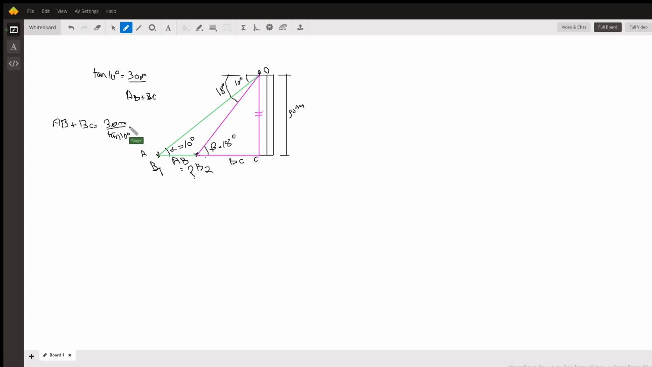Going to our calculator, we find 30 over tangent 10 is 170.13. I'm going to call it 170.1 meters. Sorry, not feet. Meters. We're working with metric. So 170.1 meters.